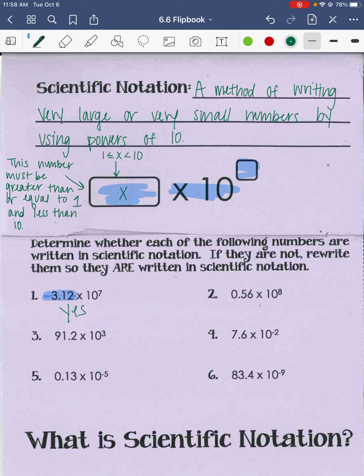Number 2, 0.56 times 10 to the 8th. This is not written in scientific notation because the first number here, which we call the multiplier, is not a number between 1 and 10. So we can rewrite it by making it, instead of 0.56, we'll say 5.6 times 10. But when you change the decimal around here, it's going to change the power of the 10.